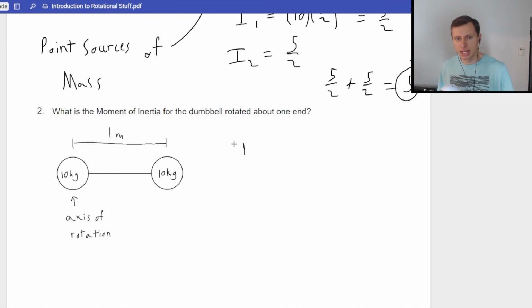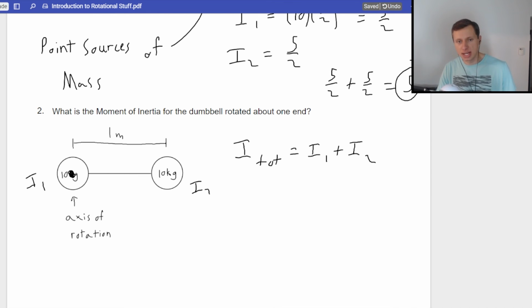So for this one, again, I total equals I1 plus I2. Since the axis of rotation is on top of my dumbbell, notice if I call this I1 and the right side I2, I1 is going to be a mass of 10 kilograms times a radius. That radius is 0 because it's touching the axis of rotation. Everyone see that? So R is 0 there. And you can square it. It's still going to be 0. In other words, I1 is just 0.